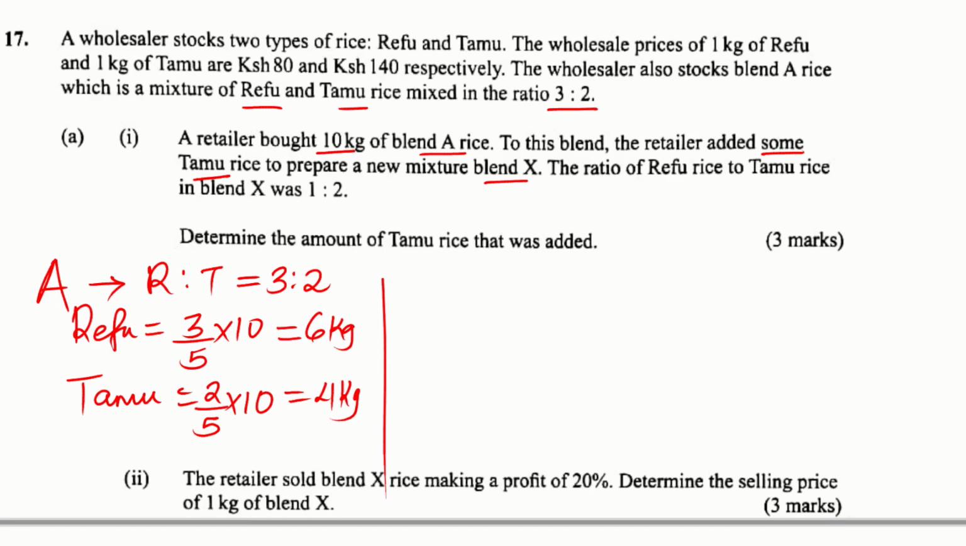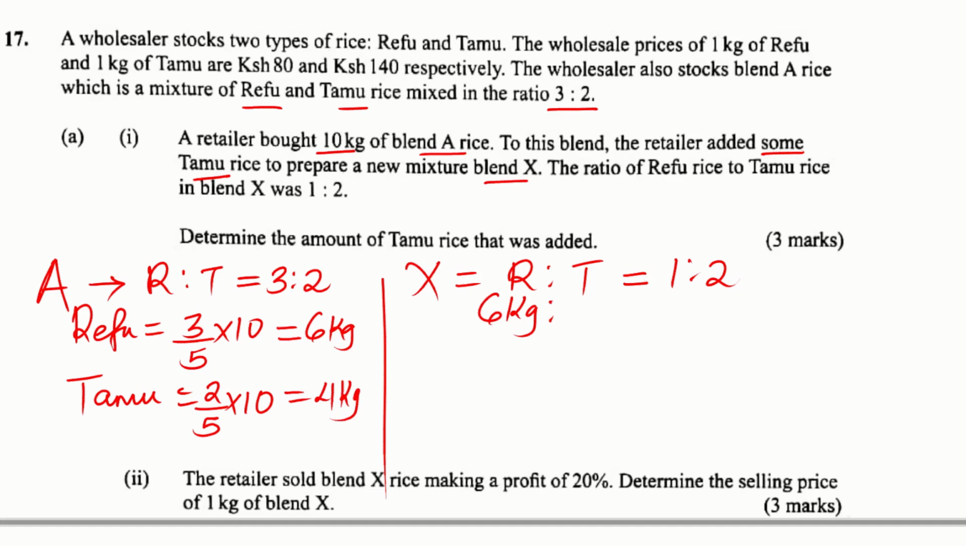This blend A was what was used to make blend X, and the only thing that was affected was tamu rice. The retailer added some tamu rice, meaning that refu rice remained constant. The amount of 6 kg will remain constant. In blend X, the ratio of refu to tamu became 1:2 after adding some tamu rice. So refu rice was not affected, so it remains 6 kg.